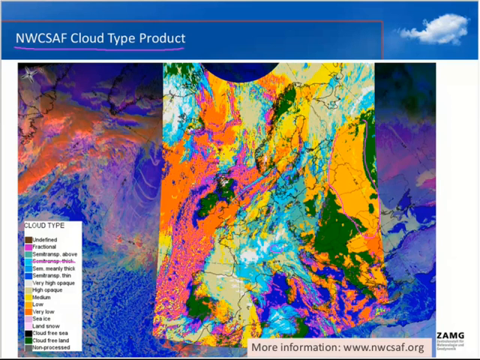So this can be a big help if you're in the shift and you want to see, okay, where is fog, where is whatever cloudiness you want to look at. So I really recommend you looking at this. If it's not available at your weather service, you can also find it at ePort, and more information can be found on the NWCSAF website.